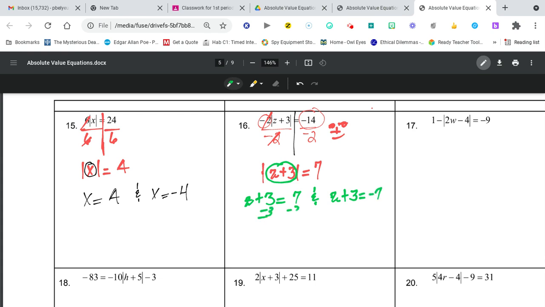So subtract 3 from both sides. So z will be equal to positive 4. And z will also be equal to -10.